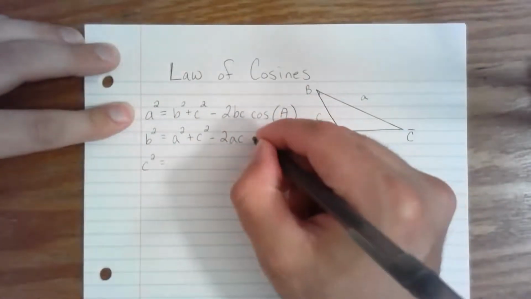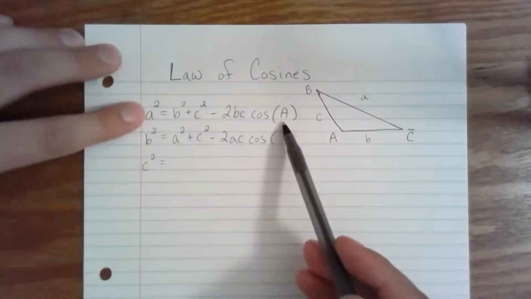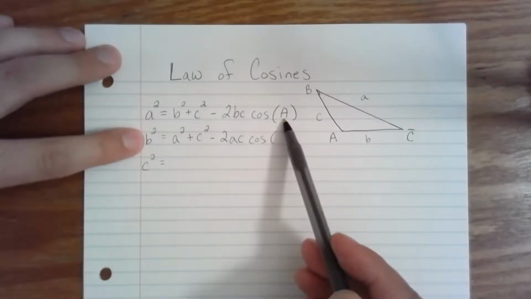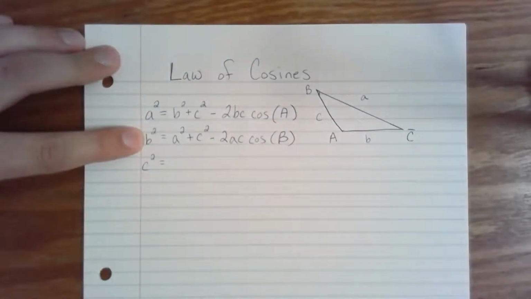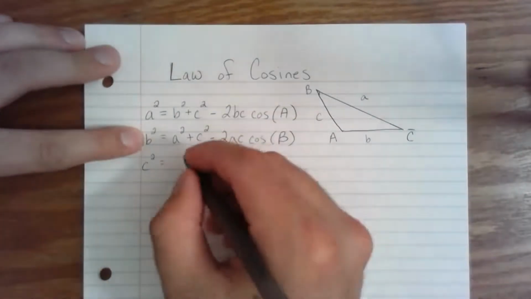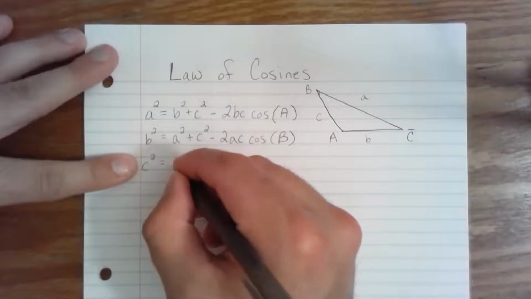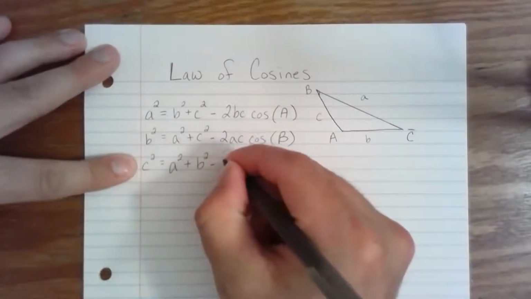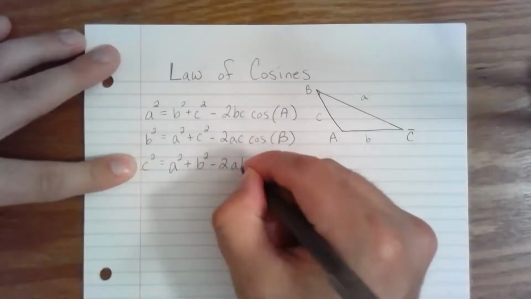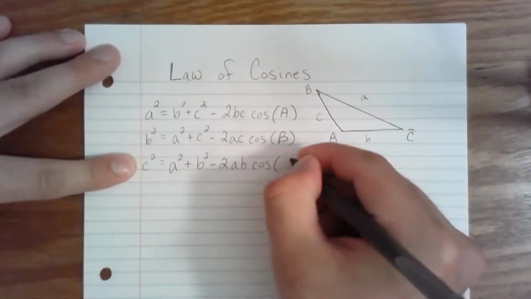And then the way we know which angle goes in the set of parentheses is that from the very beginning here, we had little a and big A paired up. So we're going to pair little b with big B. And so likewise, you'll be able to say, okay, this one has c squared, so this must be a squared plus b squared minus 2ab cosine of c.